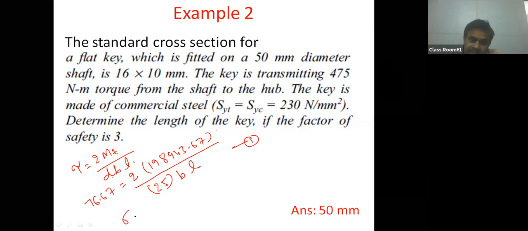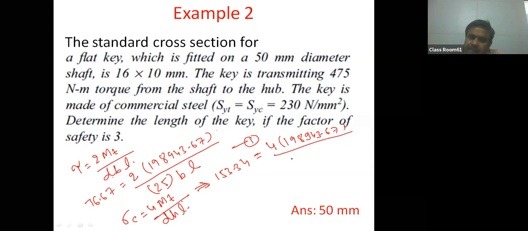Now compressive stress is given by 4Mt divided by DHL. So by this equation, sigma C is 153.34, equal to 4 times Mt. Mt is again the same, 198,943.67, divided by DHL. So you can write 25 in place of D. You can write H; H can be replaced with B. H equal to B, multiplied by L. So this is the second equation.